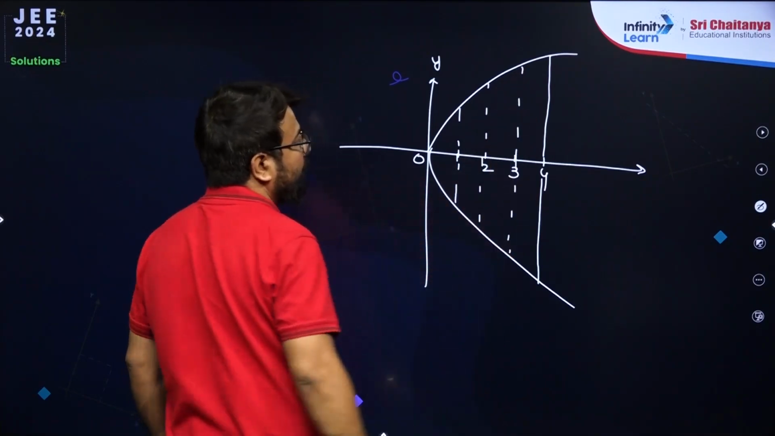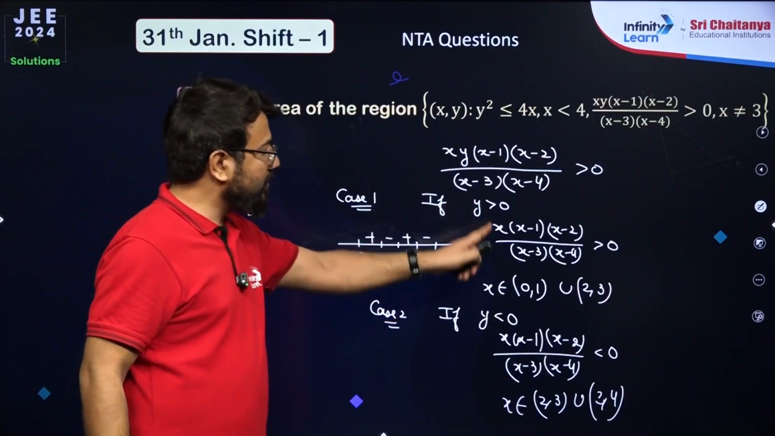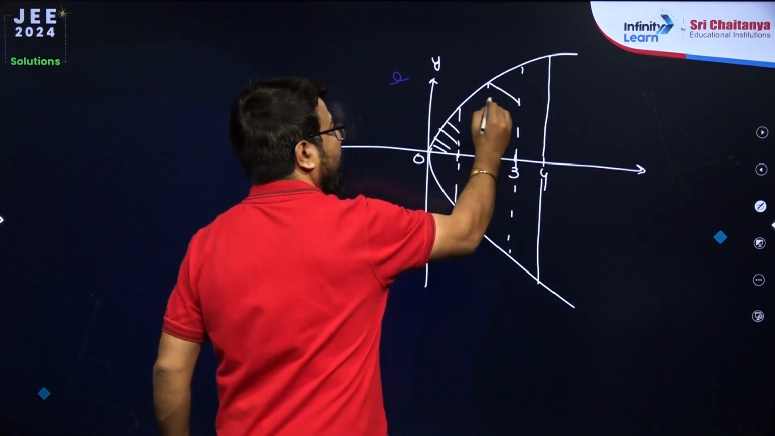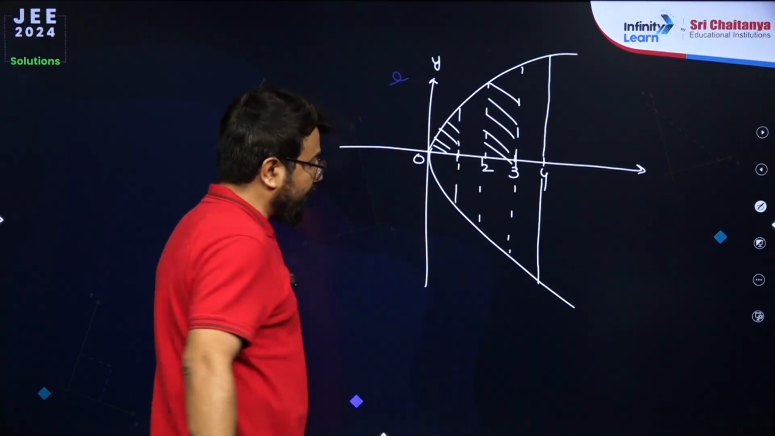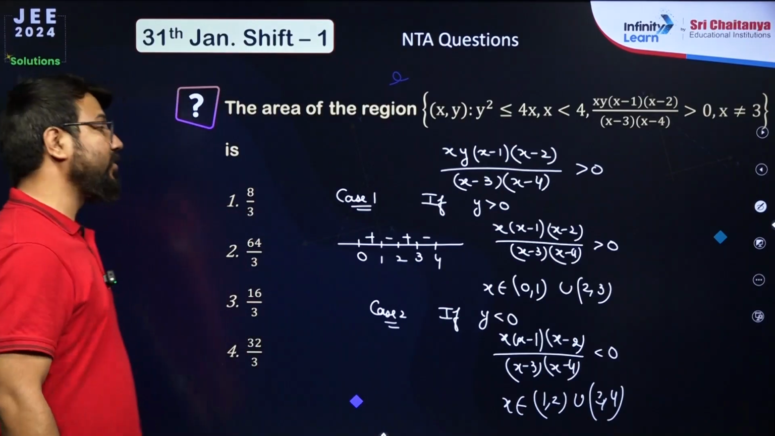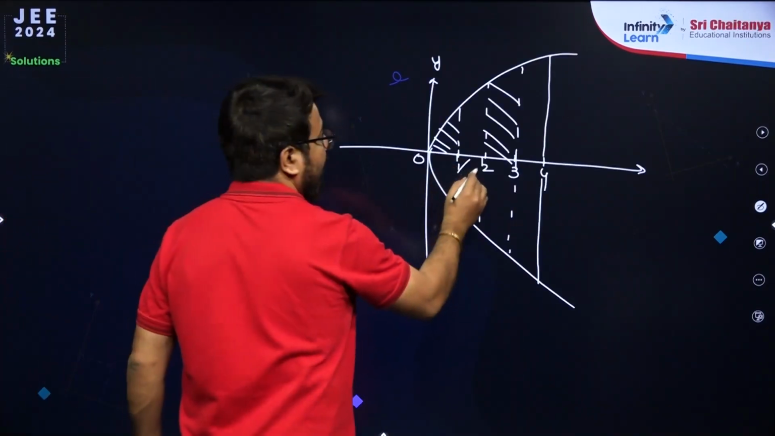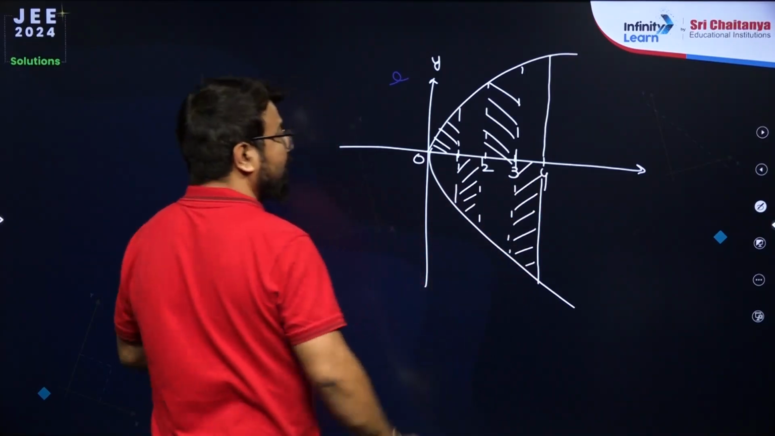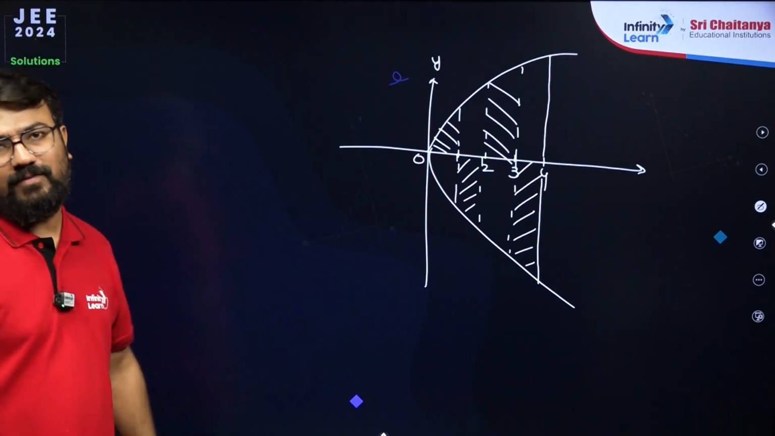Alright. So for y positive, 0 to 1 and 2 to 3. And for y negative, 1 to 2 and 3 to 4. That means I need to take the lower region here and here. So this is the region that is required, which is shaded in the figure.